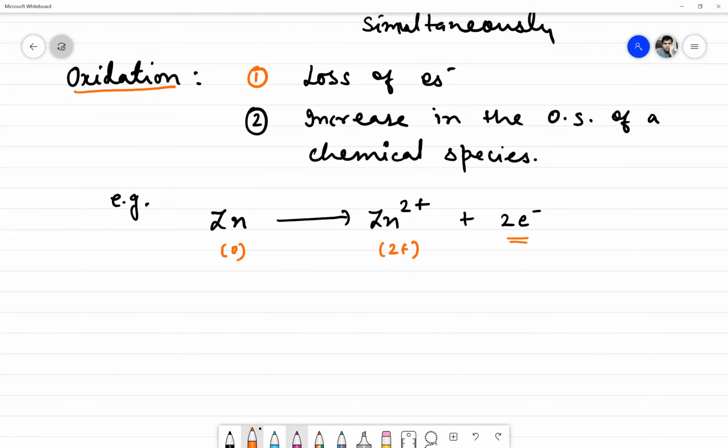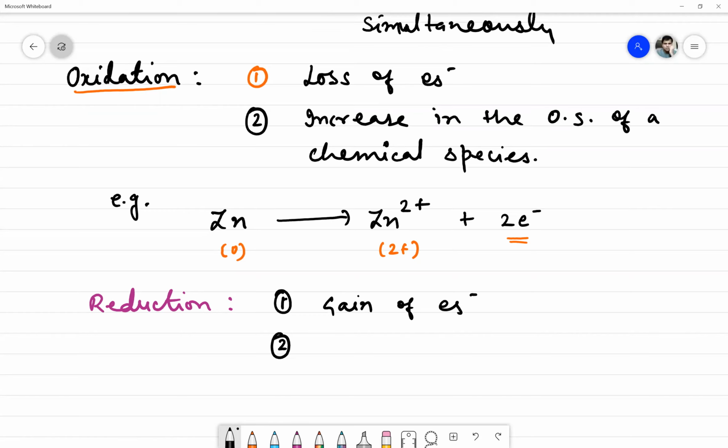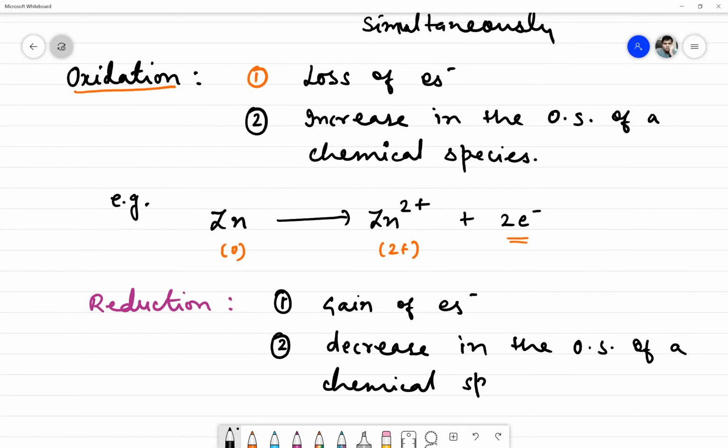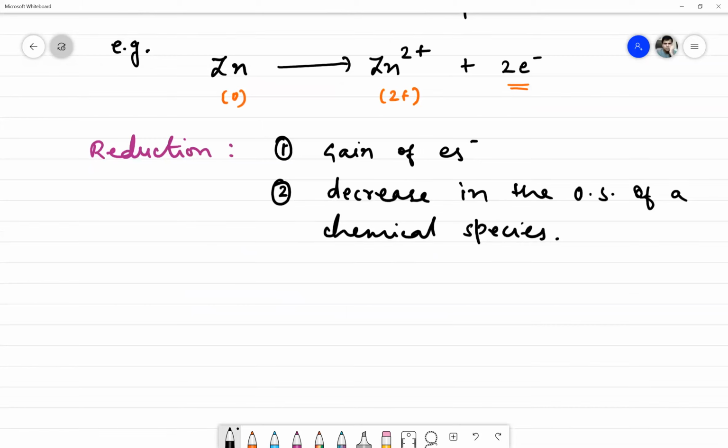Now let's see what is the reduction reaction. A reduction reaction involves the gain of electrons, or in other words we can say it involves the decrease in the oxidation state of a chemical species, right? So let's take an example here.